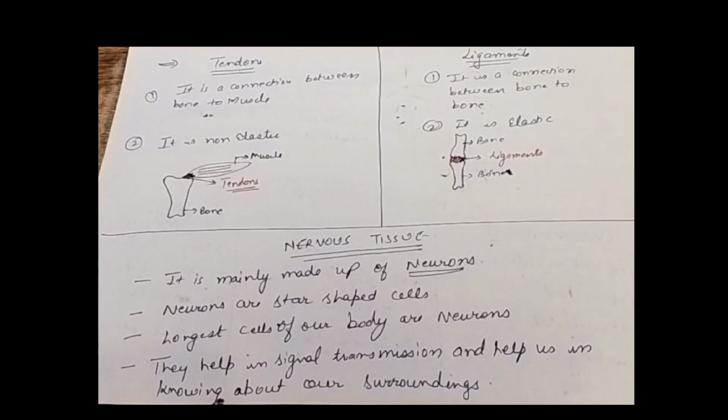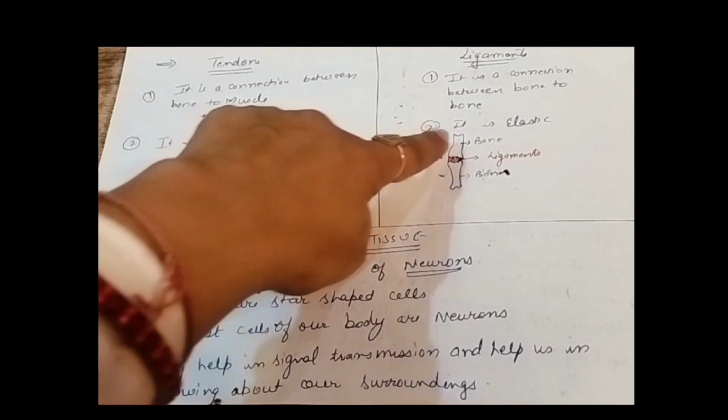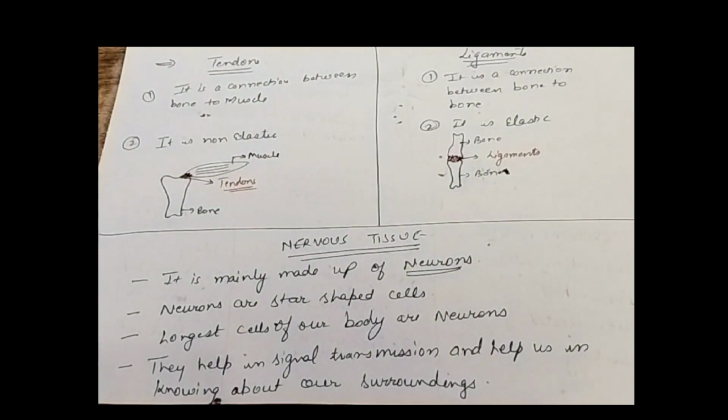Tendons and ligaments. Tendons are the connection between bone and muscle, and ligaments are the connection between bone and bone. Tendons are non-elastic, whereas ligaments are elastic. Here you can see in the diagram, this is muscle and this is bone. The connection between muscle and bone is tendon, whereas the connection between bone and bone is ligament.